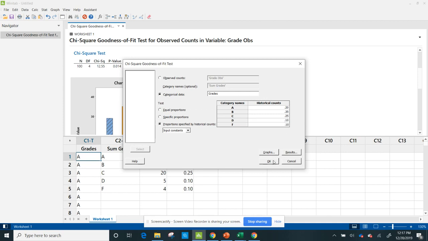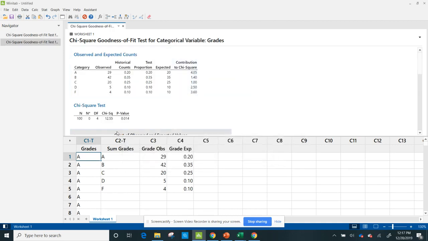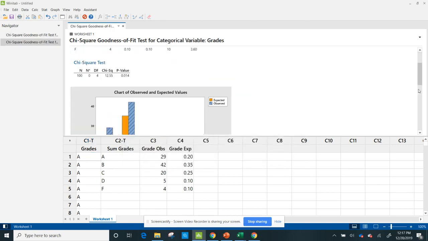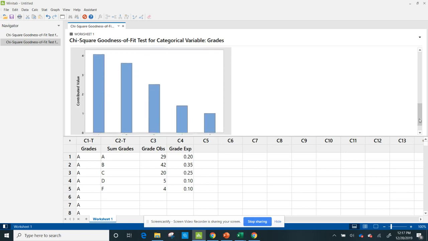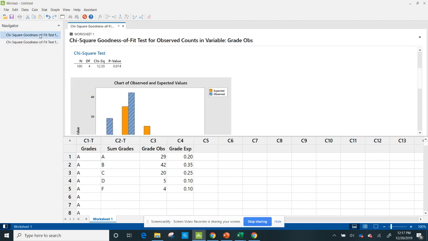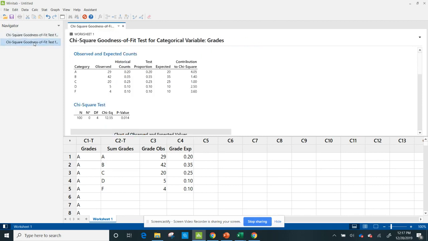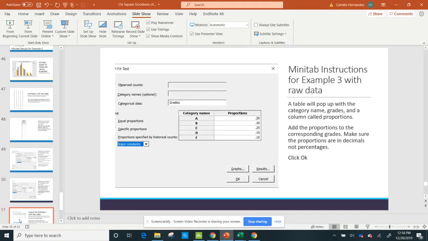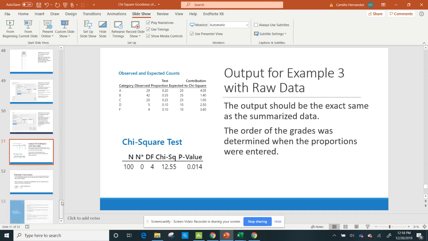So I put that in and I hit OK, and I run it again, and look, I get the exact same values. That's it. It gave me everything that I had gotten in the previous one. If you want to see your previous one, just click back here and it gives it to you, and they're all the same. So that was great. There's 2 different ways to do this. I could give you summarized data or I could give you raw data. It doesn't matter. They're both easy to handle. So again, I have the instructions in Minitab, but let's go conclude.